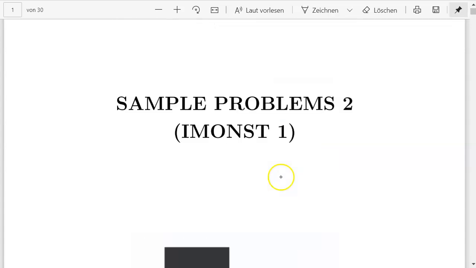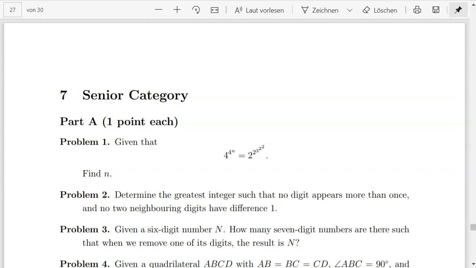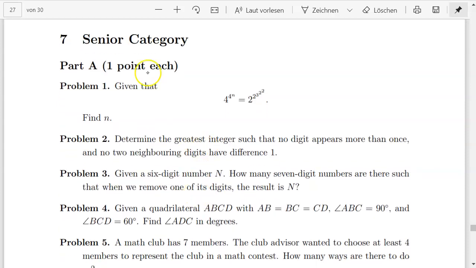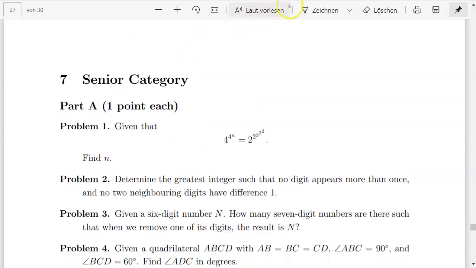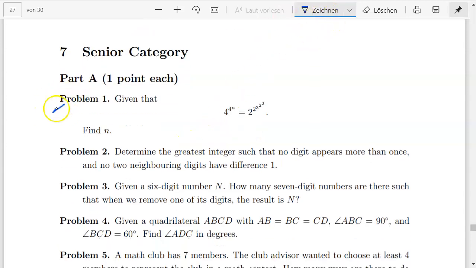And here are the problems, but they are now divided into primary, junior, and senior, to better apply to the students going for the competition. Now I'll only be discussing the senior part because I'm a little bit lazy. In this video we'll be discussing problems 1, 2, and 3.